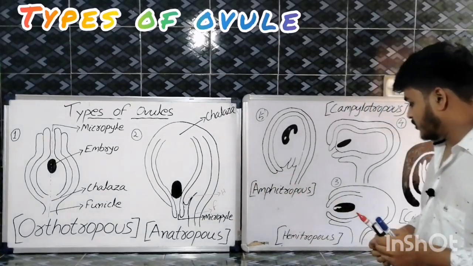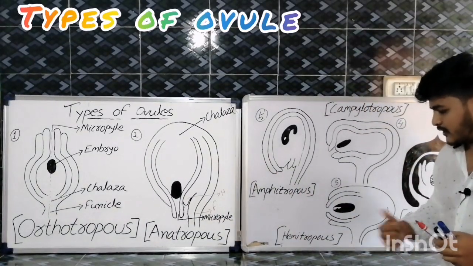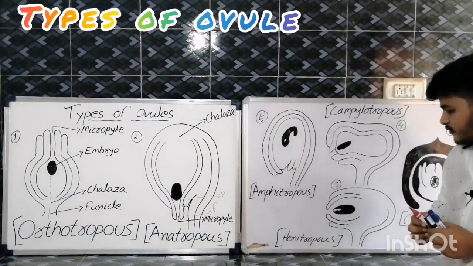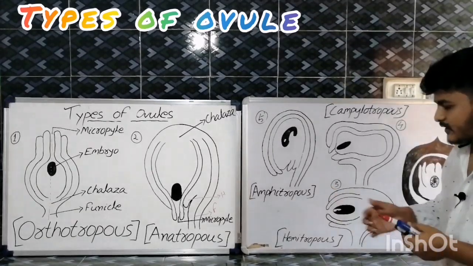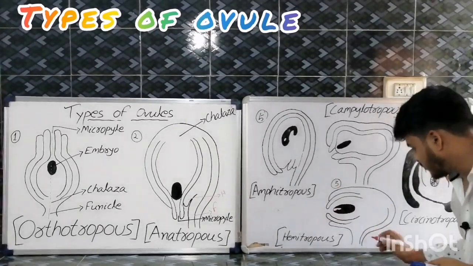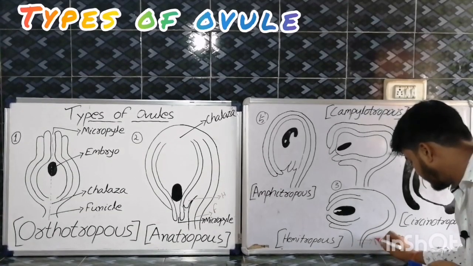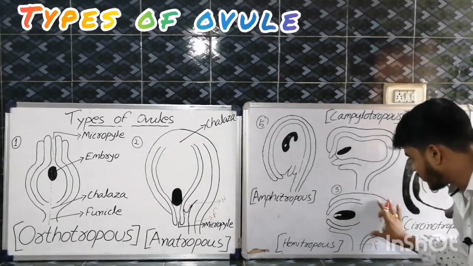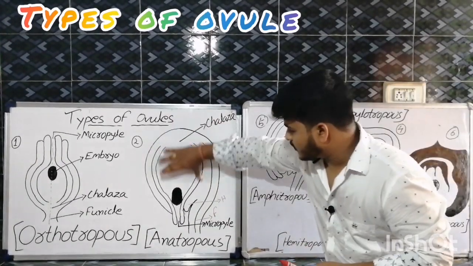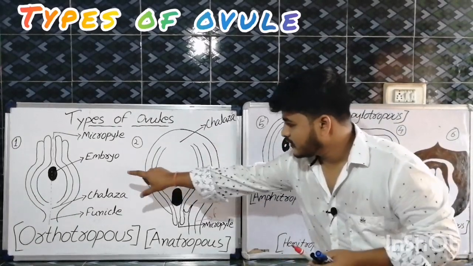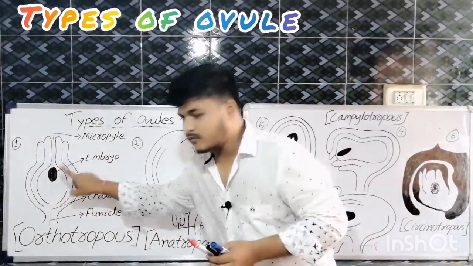Next we come to the third structure, which is the hemitropous ovule. In the hemitropous ovule, this is quite different. This is the funicle and this is the body part. Here it is the body part and this is the funicle. Here also this is the funicle part, this is the body part.